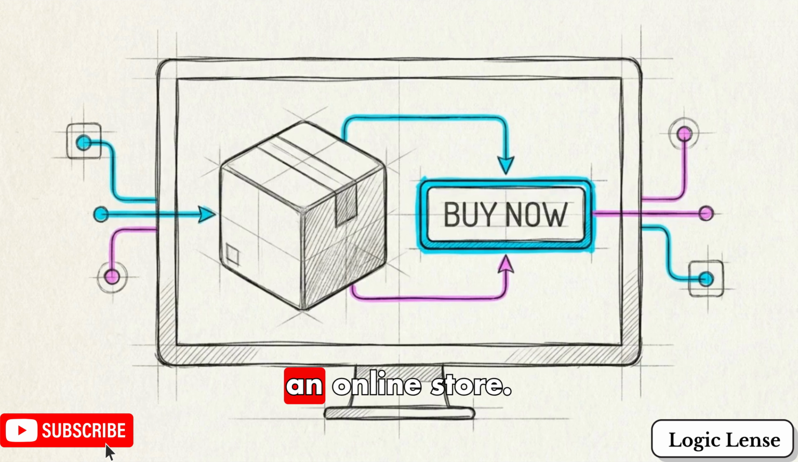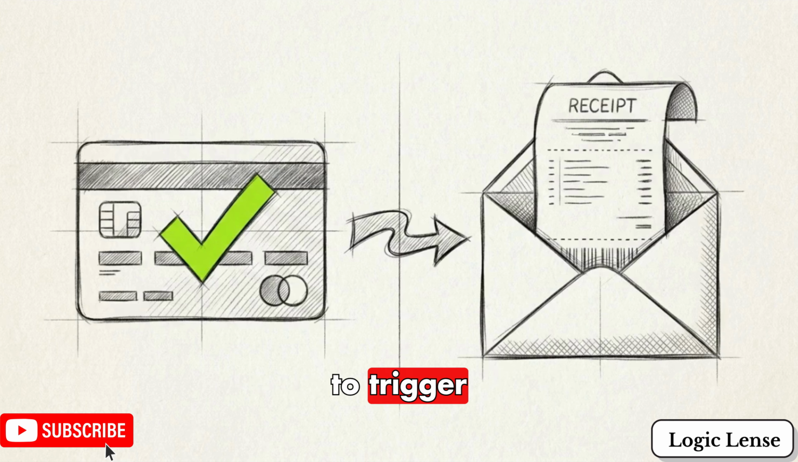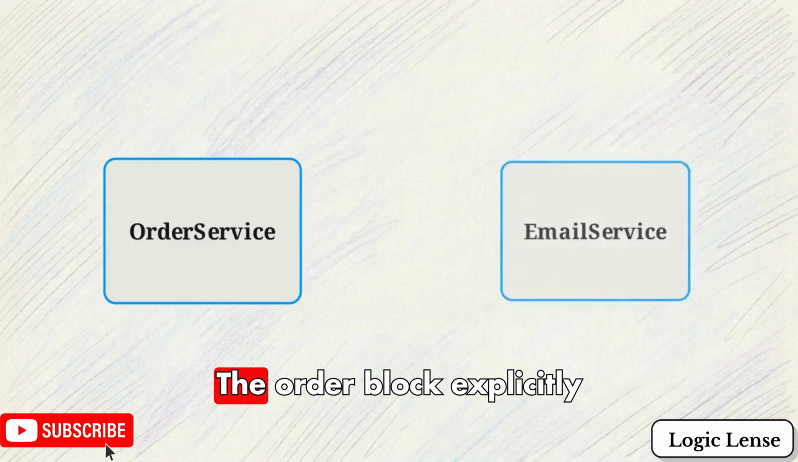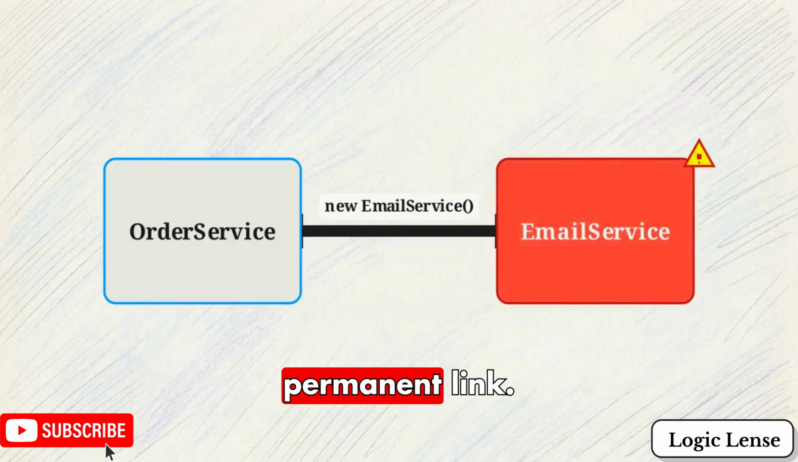Let's imagine you are building an online store. When a customer pays for an item, your order system needs to trigger an email system to send them a receipt. Here is how this is usually built. The order block explicitly builds the email block, creating a rigid, permanent link.